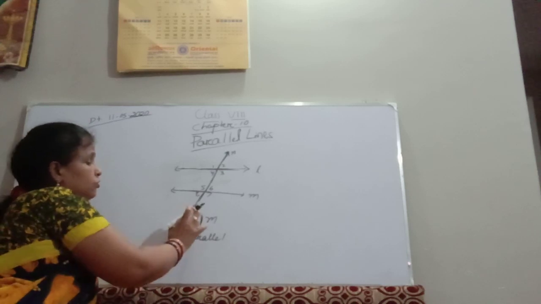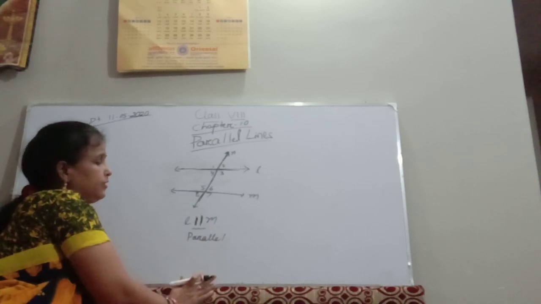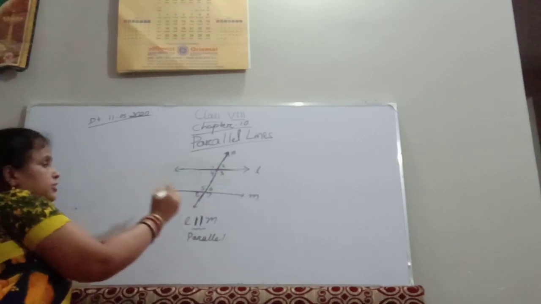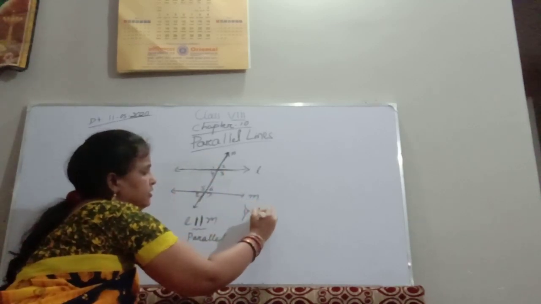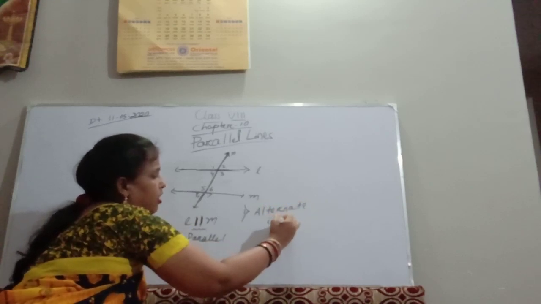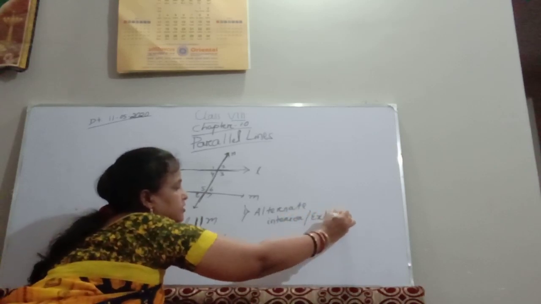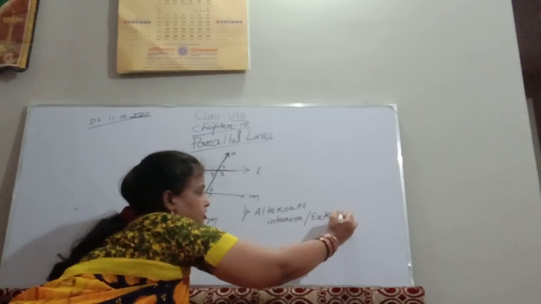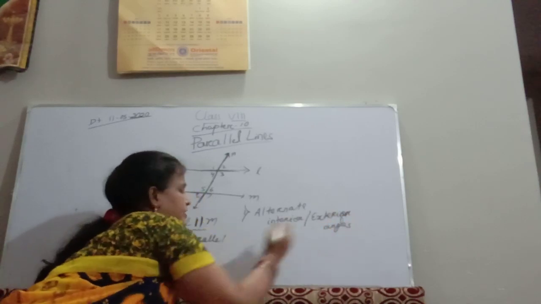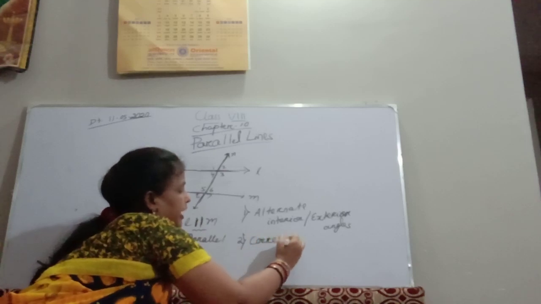So how will you know these two lines must be parallel? There are three very important conditions. First, the alternate interior angles, as well as the alternate exterior angles, are equal. First condition. Second condition, the corresponding angles are equal.